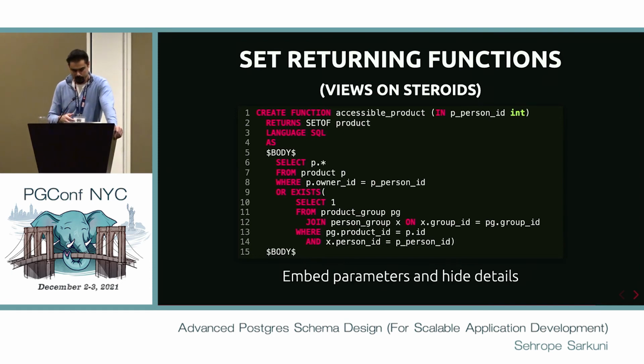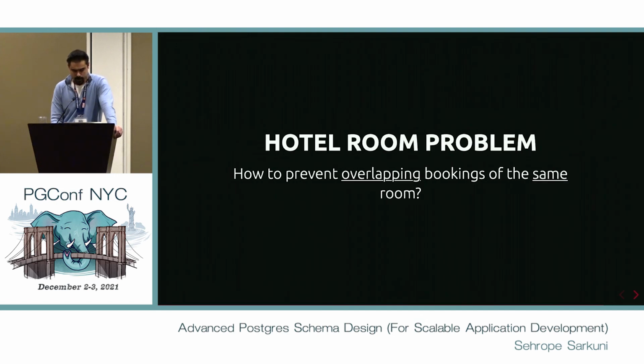I like to think of set returning functions as a strict superset of views, because you can do anything a view can do and a whole bunch of stuff that views can't. So this last thing I'm going to get into is probably one of my favorite examples of things that are normally very difficult until you have the right tools, and then they become amazingly easy. This is called the hotel room problem.